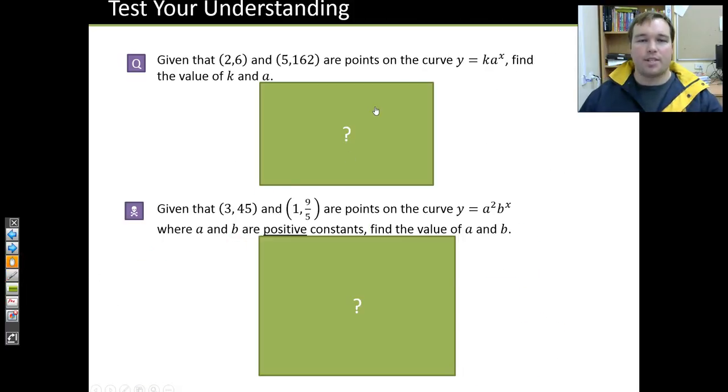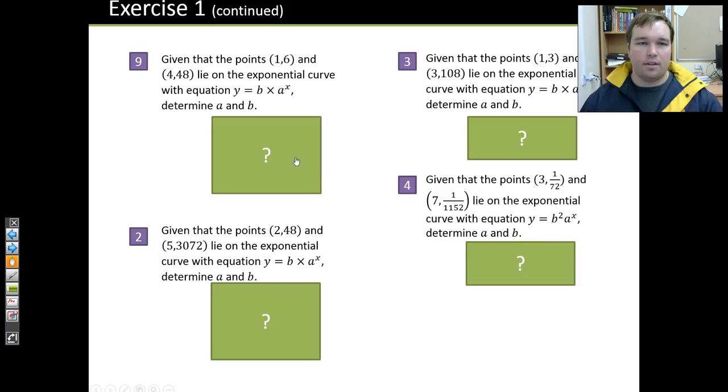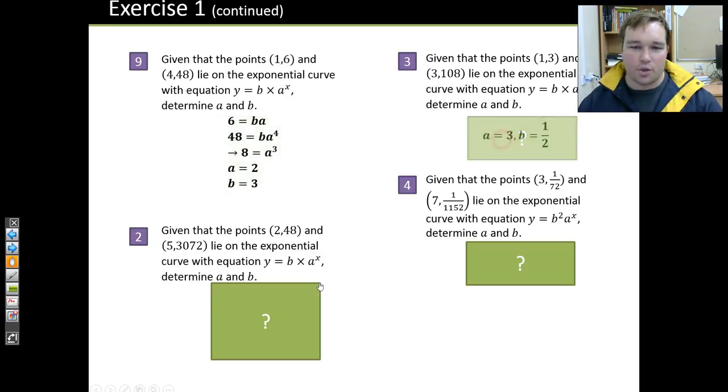And do the same with these. You can pause the video now, have a shot at them, I'll reveal the answer in 3, 2, 1, now, and now. Same again. Pause the video, have a shot at these. I'll reveal the answer in 3, 2, 1, 0.